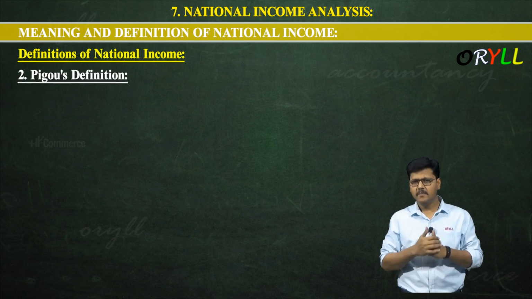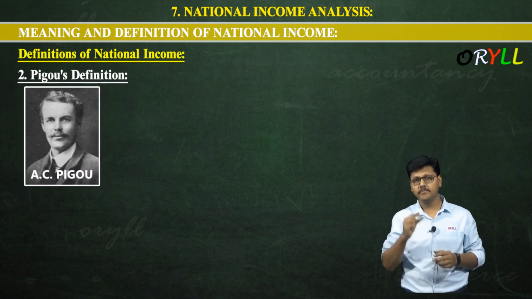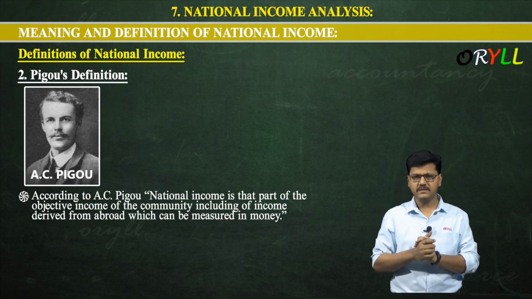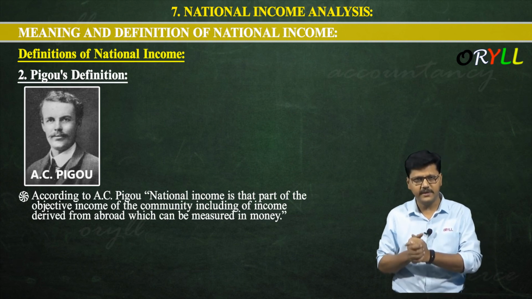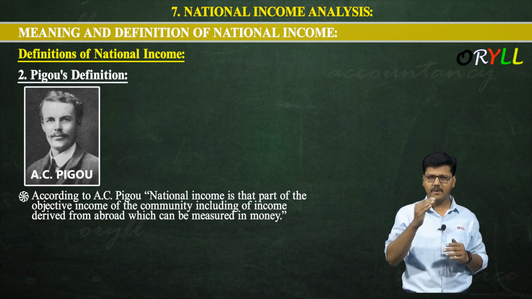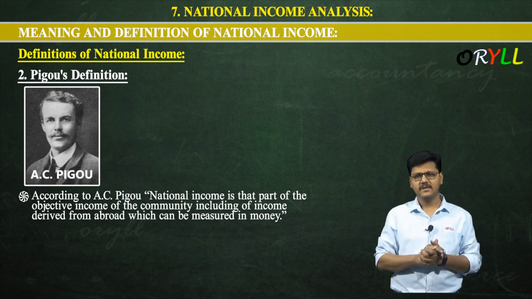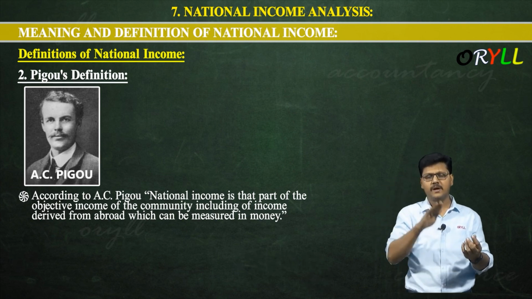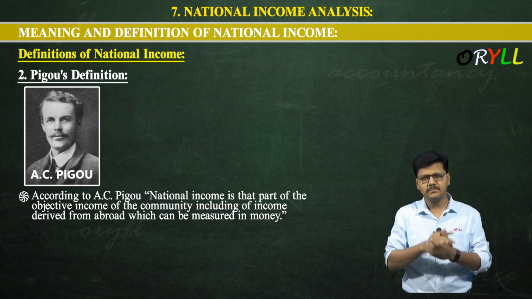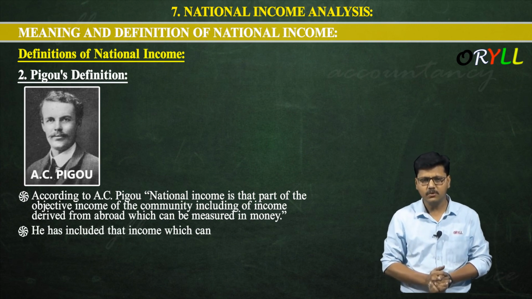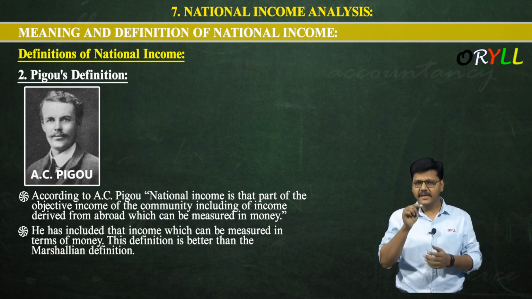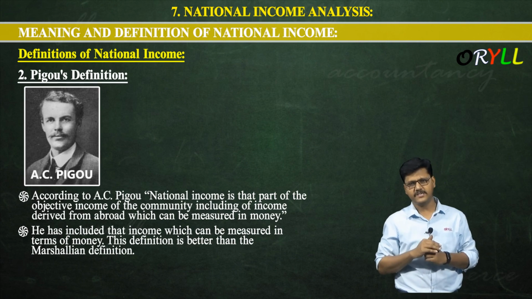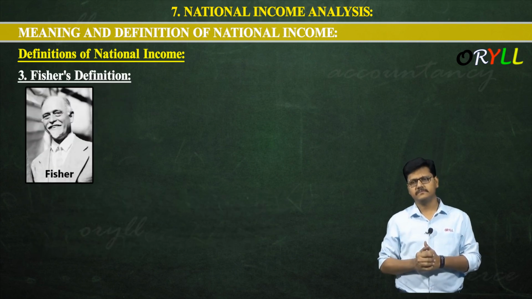Next definition is Pigou's definition. According to A.C. Pigou, national income is that part of the objective income of the community, including income derived from abroad, which can be measured in money. It means he says not only the income produced in the country, even income from abroad is also included in the nation's income. He has included that income which can be measured in terms of money, and this definition is better than the Marshallian definition.